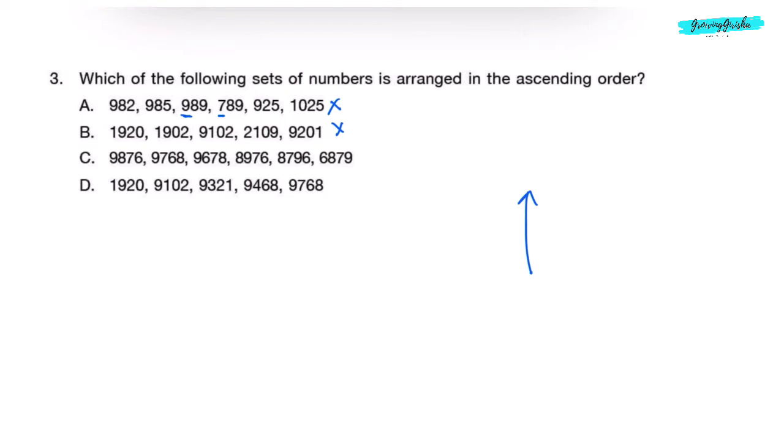Option C, 9876, 9768. 9876 is greater than 9768. This is also incorrect. Option D, 9102, 9321, 9468, 9768. Yes, this is in ascending order. Correct answer is option D.